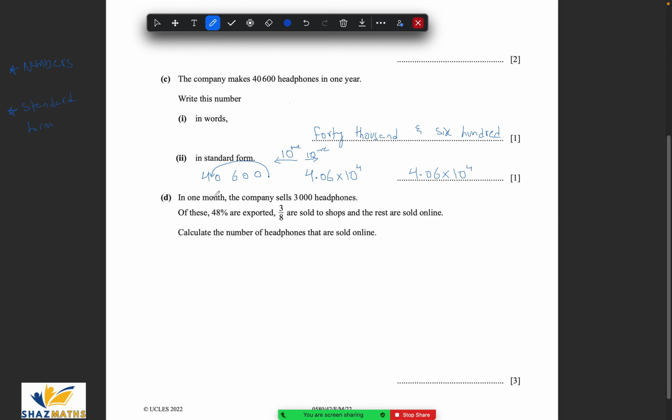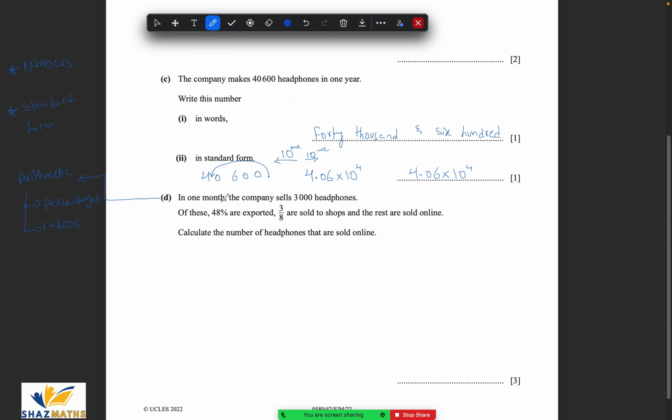Part D says in 1 month, the company sells 3,000 headphones. Of these, 48% are exported. 3 by 8 are sold to shops and rest are sold online. Calculate the number of headphones that are sold online. Again, this part is related to arithmetic, in which we covered percentages and ratios. So revise both of these topics.